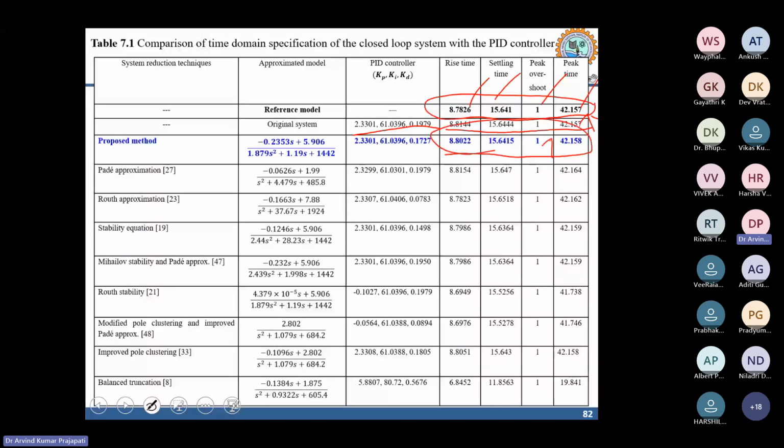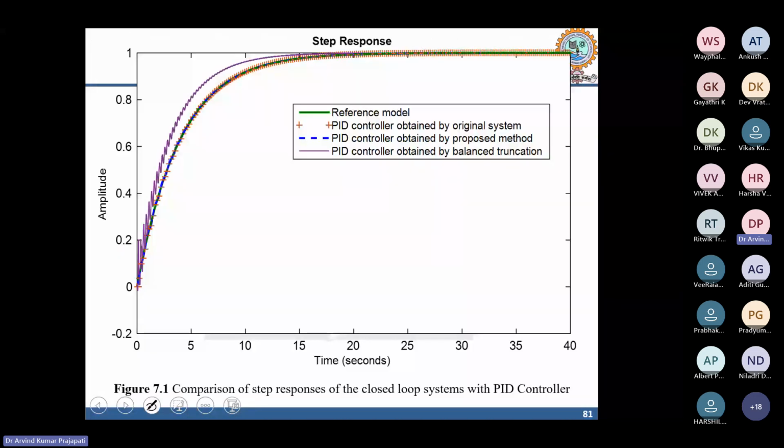If we are getting the same response, then why should we waste our time calculating the controller by using the original system? We can use the reduced order system, design the controller, and then implement that controller in the real-time original systems. If you see the response in the time domain, the green one is the reference system response, and the design of the controller by using the proposed technique is the blue one. Both responses are overlapping. So you can design the controller by using the reduced order model, and save time, calculation, and memory.